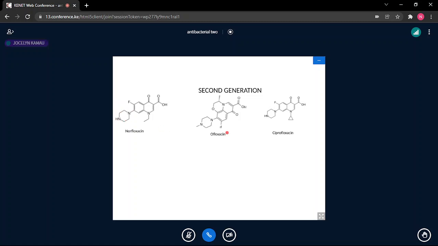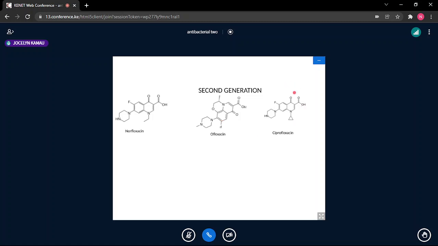Then ofloxacin. If you look at ofloxacin, I'm sorry, this is the other way around. It's been put upside down. So if you look at ofloxacin, you realize that this is our position number 8 down here, and you can see this group that has been substituted there. That group makes the quinoline ring a tricyclic ring rather than a bicyclic ring. So this is a group that has been added at that very critical position.